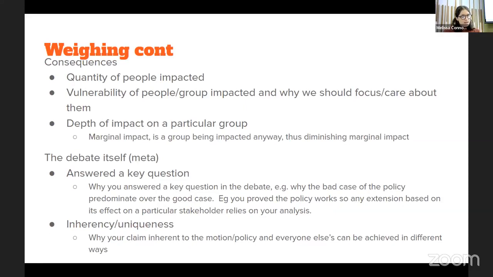The last thing under meta weighing is inherency or uniqueness. You might say your claim is inherent in the motion or inherent in the policy, and everyone else's can be achieved in different ways. Teams might try to divert the policy to solve some different problem. You can say, our case actually addresses the problem that the policy is trying to solve, or the policy is the only thing that can solve this problem. There's no other way to do it. You can put other resources on that other thing. So we're the most important case in the debate.